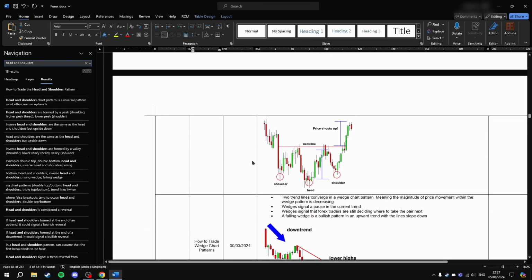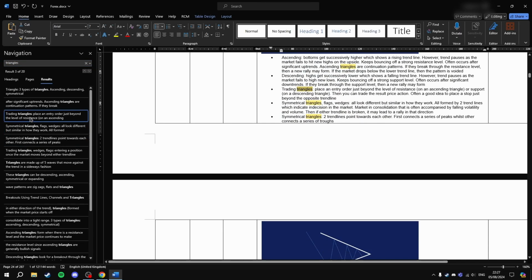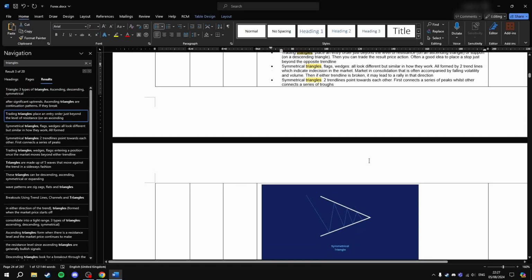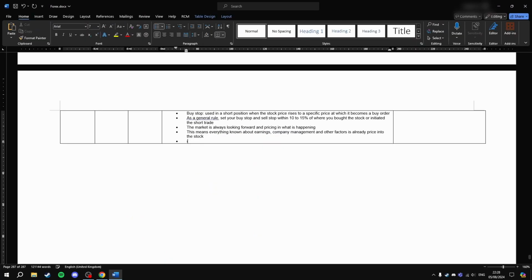So, a reversal pattern. Next, triangles. Three types of triangles: ascending, descending, symmetrical. A triangle is formed when the range between the stock's highs and lows narrows. This pattern often occurs when prices are bottoming or topping out. As prices narrow, this signifies the stock could break out to the upside or downside in a violent fashion.